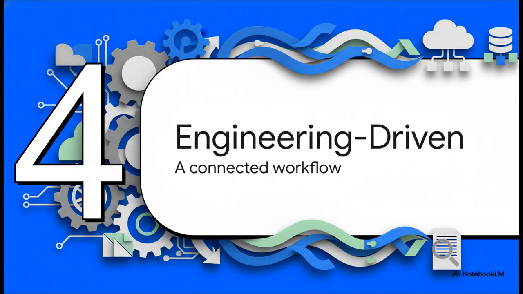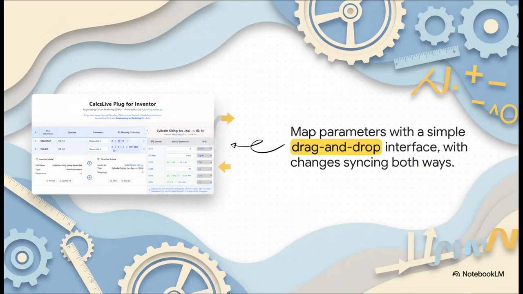Now that we know how it works, let's focus on why it matters. What does this new connected process actually feel like for you, the engineer? Well, it looks like this. This is the web dashboard. On the left, you've got your Inventor parameters pulled in live from your open model. On the right, your engineering calculations. And connecting them is literally as simple as dragging and dropping. You change a value in your calculation, and boom, it updates in Inventor. You tweak a parameter in Inventor, and it updates the calculation. It's a true two-way conversation.